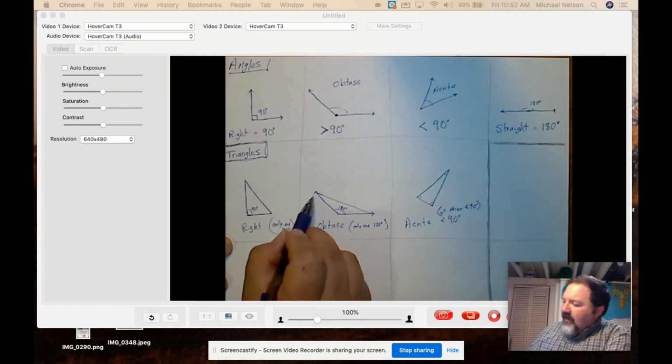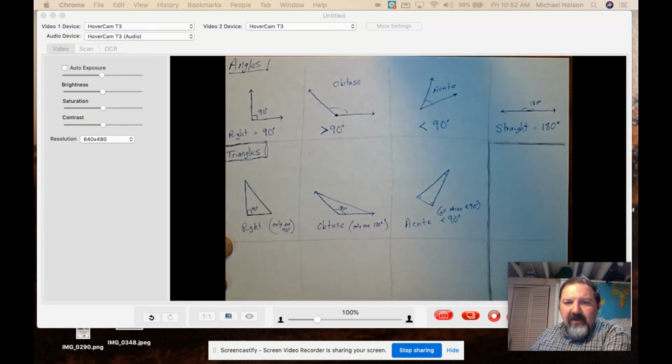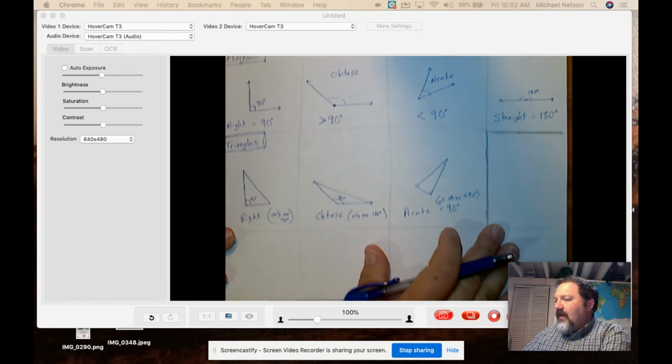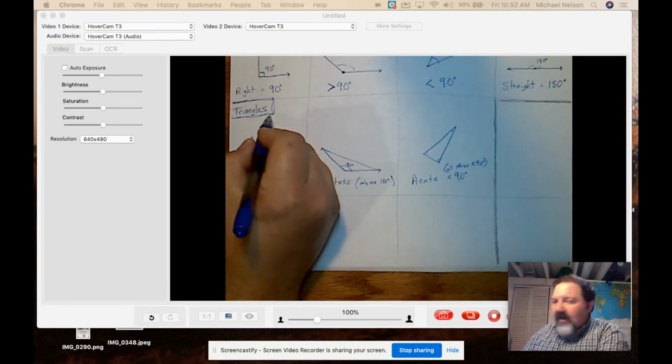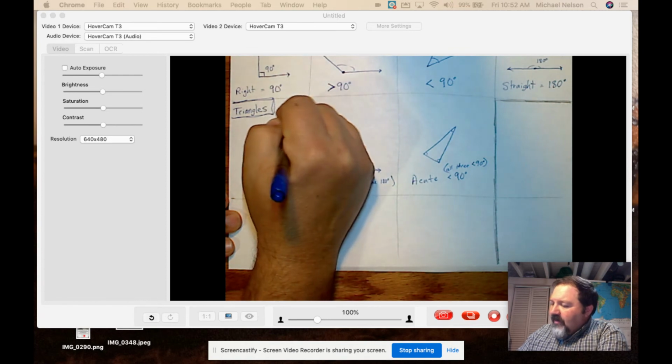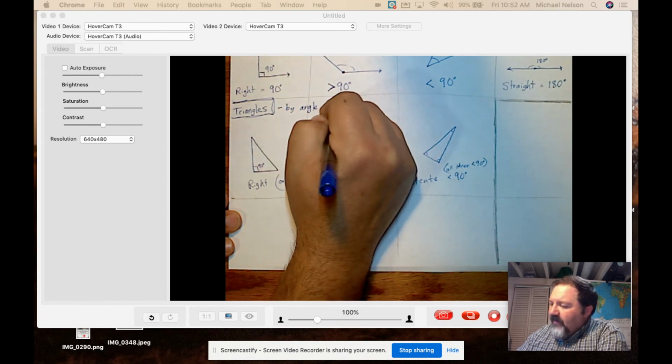So, even though this has an acute angle, this has two acute angles, this one has two acute angles, that doesn't make them acute triangles. Acute triangles have to have all three of them, okay? And then we've got triangles that are actually measured by their angle measure. They're classified by their angle measure.